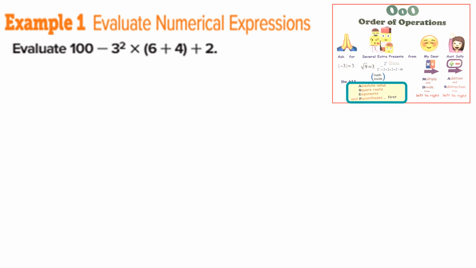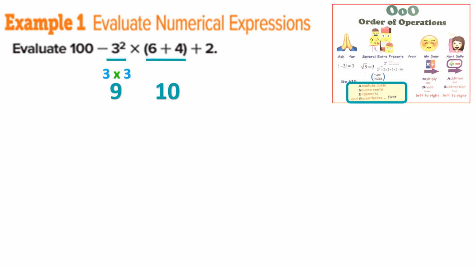So I want to start at the beginning. I'm looking for exponents. I'm looking for parentheses. Notice that I have 3 squared and 6 plus 4 in parentheses. 3 squared, or 3 to the power of 2, means I take my base and multiply it by itself 2 times. Once again, that's not 6. It is 3 times 3, which is 9. Inside the parentheses, I have 6 plus 4, which is 10. Those are basic math problems, not difficult.